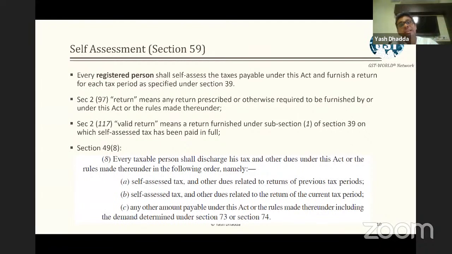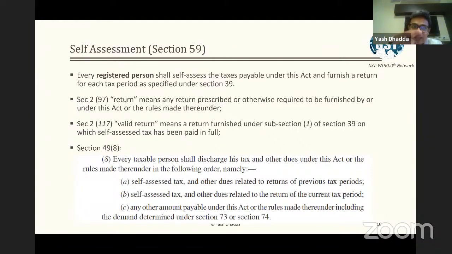In fact, linked with this is section 49 subsection 8, which also tells us how you are going to pay your tax and what is the manner of paying your self assessment tax, where it says that whenever you have to pay the tax there is a certain order which you have to follow. First of all, you have to pay tax, self-assessed tax of a previous period. Then you have to pay tax for a current period. And then if there is any tax which is pending for the show cause notice which was issued under section 73, 74, or any order passed against you, then that tax you are going to pay.